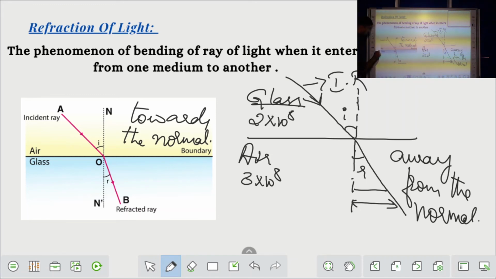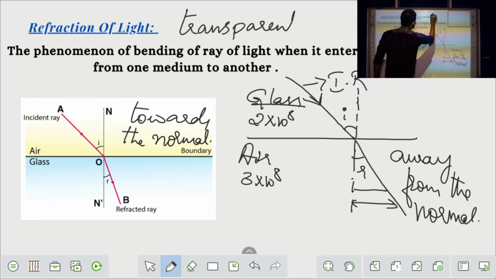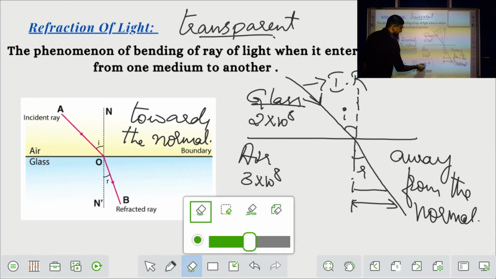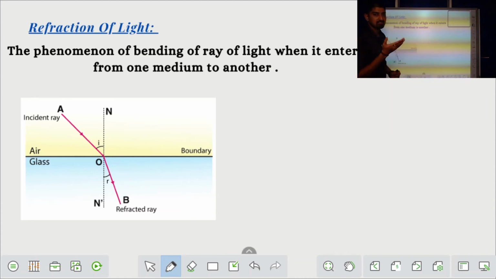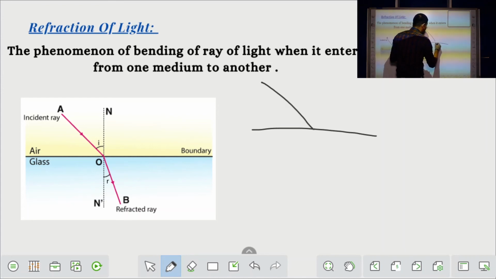Then, as I told you, refraction is nothing but bending of light, and this refraction happens only for transparent objects, and also it happens for translucent ones. What is translucent? Translucent means it is partially opaque, partially transparent. So in that case, a few rays will reflect and a few will refract.